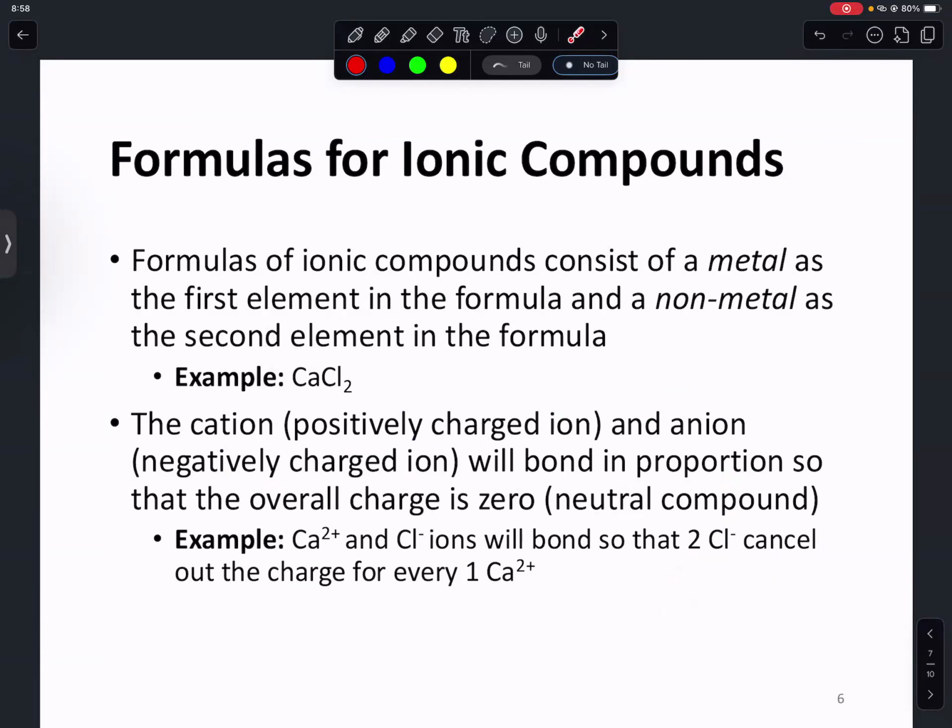So I will take this example of CaCl2. When the formula of an ionic compound is written, we start first from left to right by writing the metals.